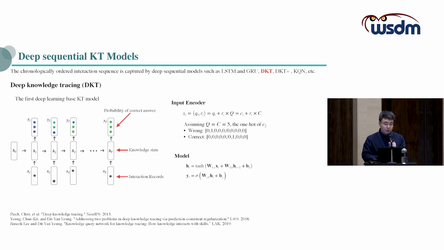The input of the model combines the knowledge component and the response. Here is an example. Suppose C is equal to 5, and take the one-hot embedding of C2. If the answer was wrong, we will concatenate a zero vector after this one-hot embedding, and if the answer is correct, we will concatenate it before. Then we feed the X to the sequential model, and we will get h_t. Here we call that the knowledge state. Then we use an MLP layer to get the final probability.